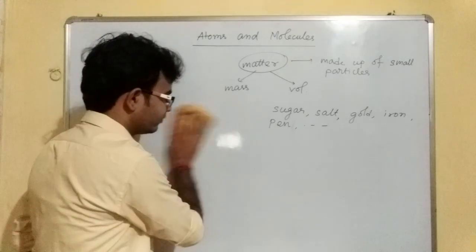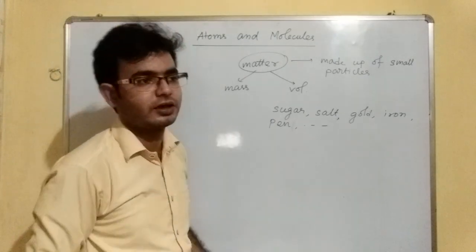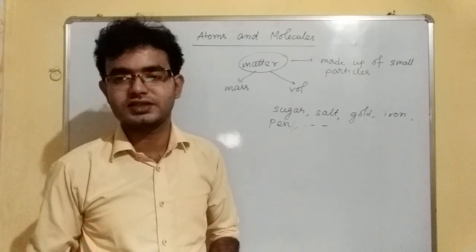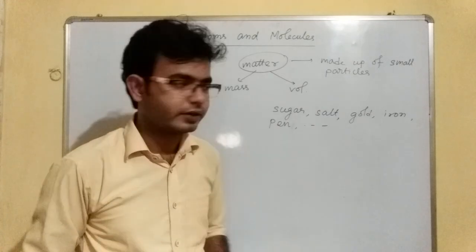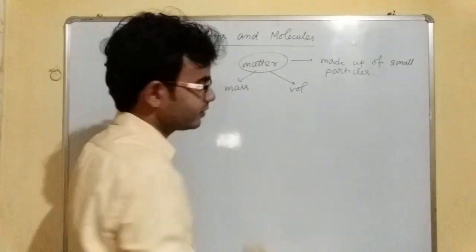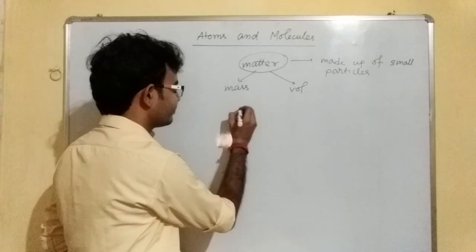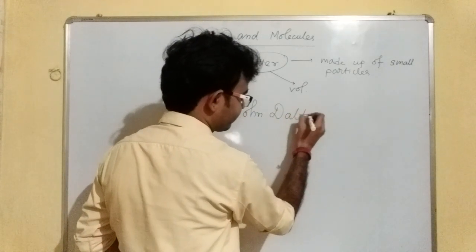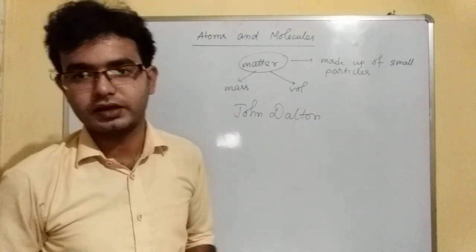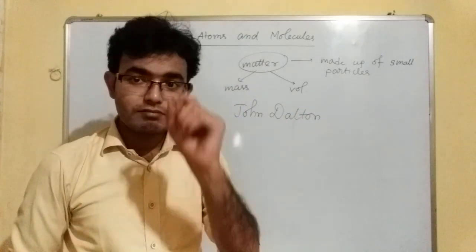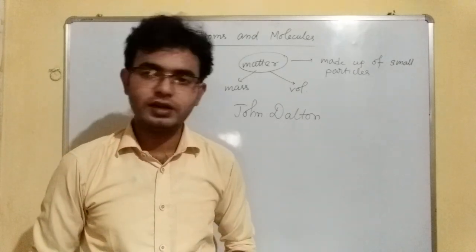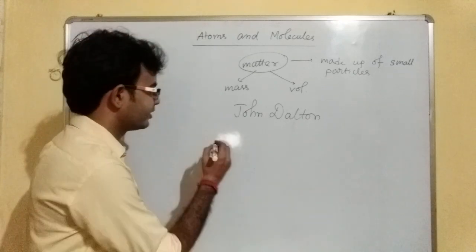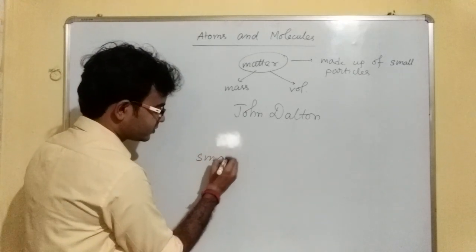But what is the name of this particle? What is the name of the smallest particle of matter? It was not discussed by Kanat. But after that, a new scientist came named John Dalton. John Dalton said that all the matter are made up of very tiny particles, and the smallest particle of matter is called atom.